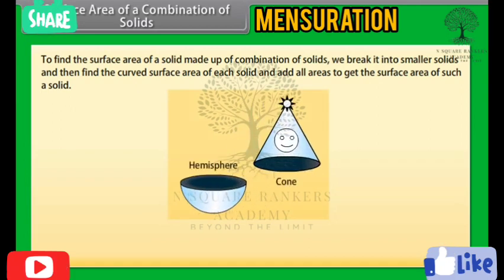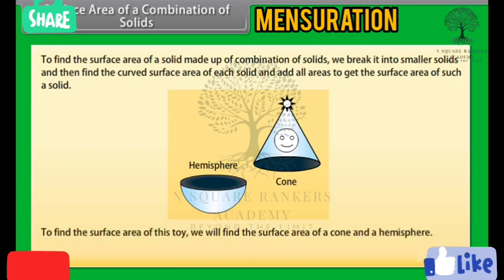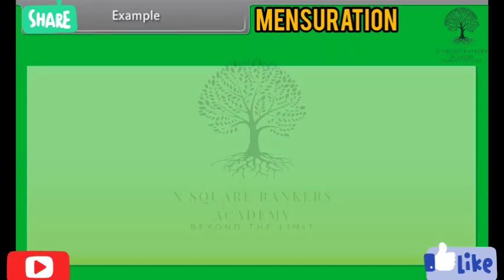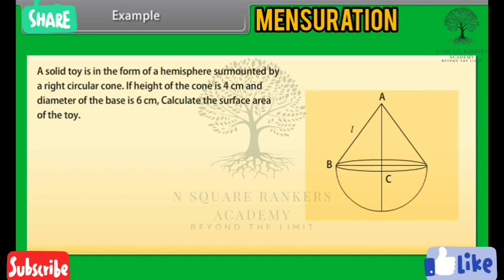This toy is a combination of a cone and a hemisphere. To find the surface area of this toy, we will find the surface area of a cone and a hemisphere. Or we can say that the total surface area of a toy will be equal to the curved surface area of hemisphere plus curved surface area of the cone. Let's solve some examples to find the surface area of combination of solids. Example. A solid toy is in the form of a hemisphere surmounted by a right circular cone. If the height of the cone is 4 cm and the diameter of the base is 6 cm, calculate the surface area of the toy.